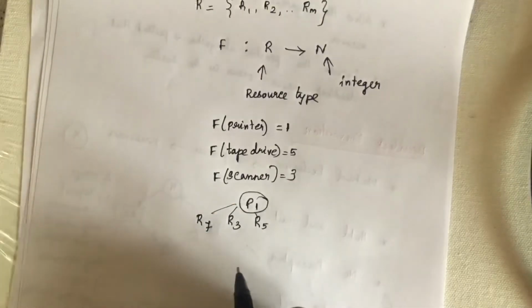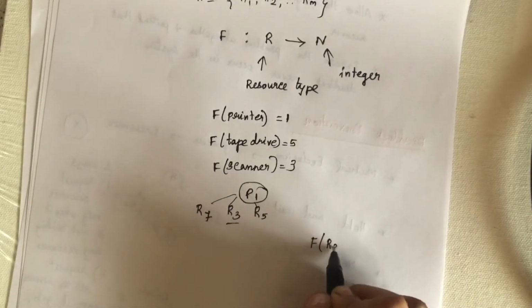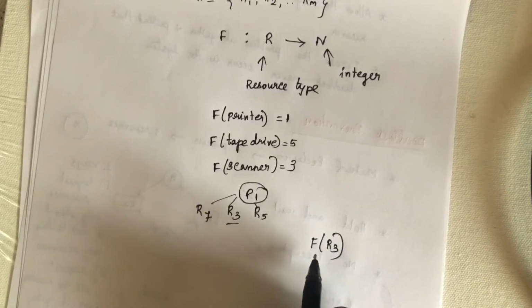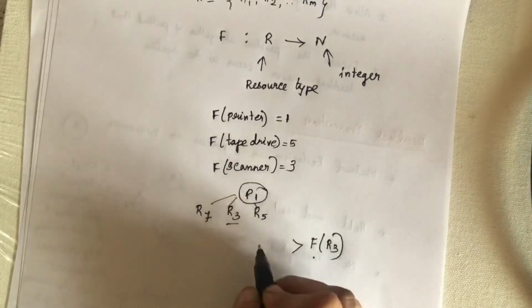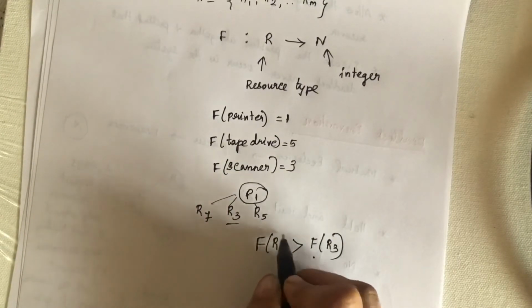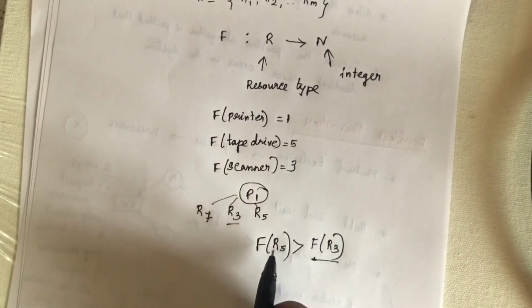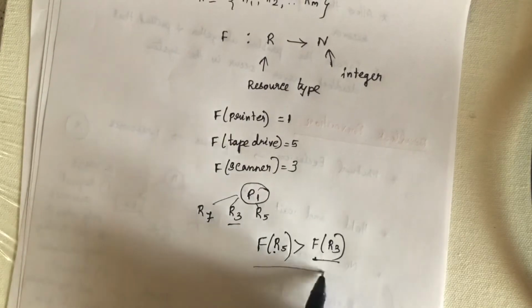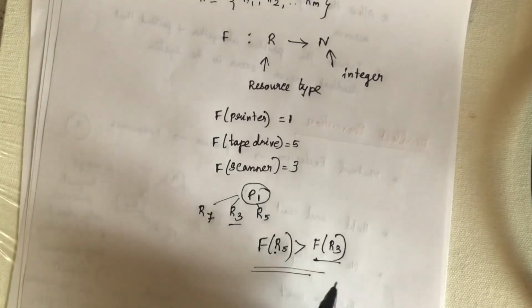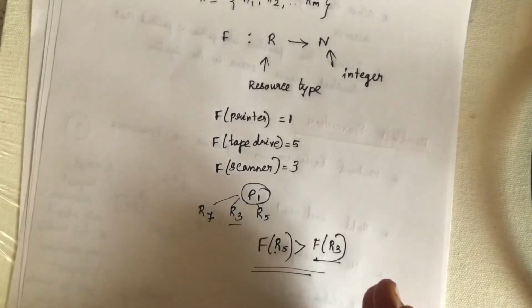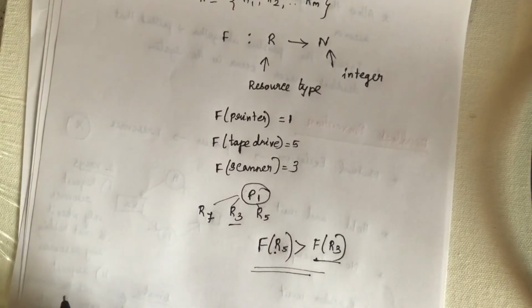First, process P1 has to request the resource f of R3. Then it can request another resource whose value is greater than f of R3, for example f of R5. It will be in increasing order. So if the integer value of R5 is greater than the integer value of R3, then it can request the resource; otherwise it cannot request the resource. This ordering goes in increasing order. When you go in this fashion, we can avoid circular wait.